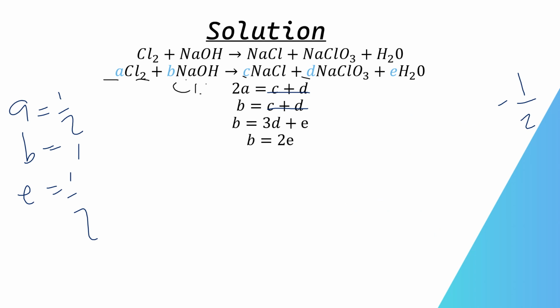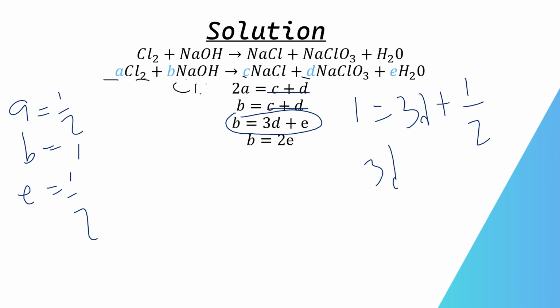So for C and D, how do we find them? We can get D out of this equation here. So 1 equals 3D plus, we found E to be half, plus half. So 3D equals 1 minus what? Half, that's half. So D equals what? 1 over 2 divided by 3, and that's 1 on 6. So we've gotten D.